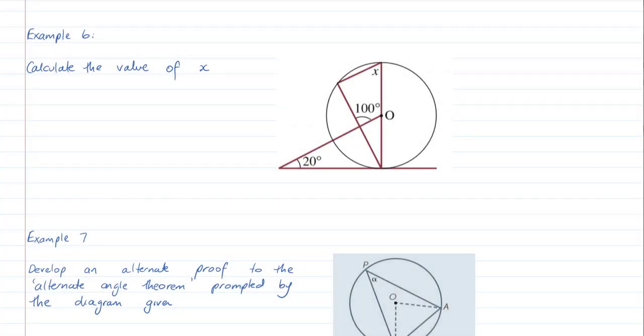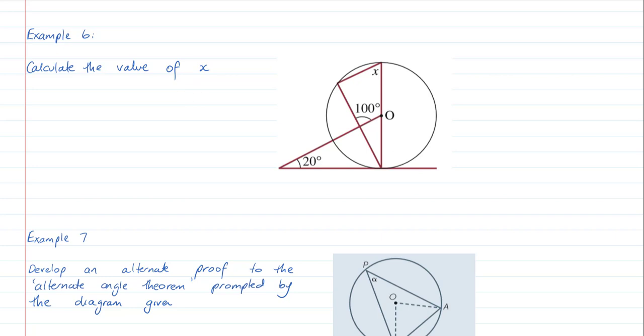Hi and welcome to Unit 1, Topic 3, Video 19. In this video, we're going to go through and do some examples of the tangent theorems. So Theorem 5, 6 and 7, or Tangent Theorem 1, 2, 3, or whatever you're calling them. So let's have a look and see how far we get.